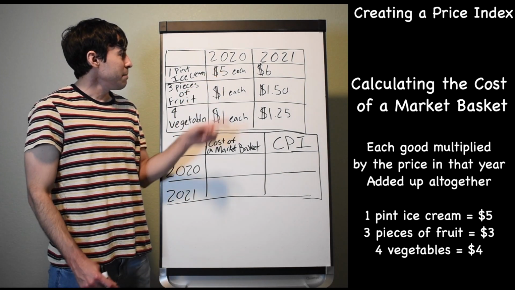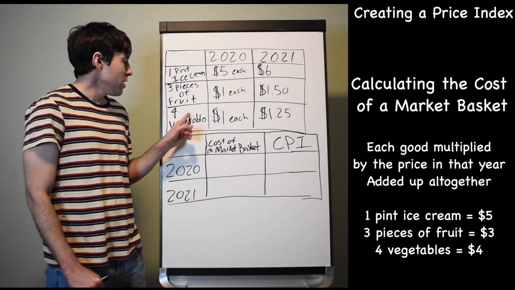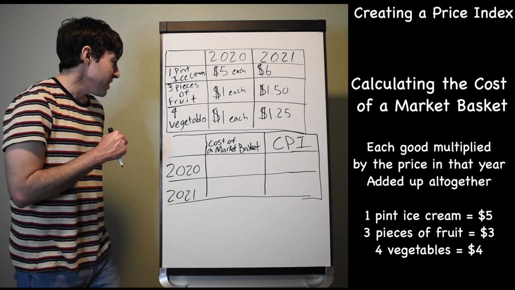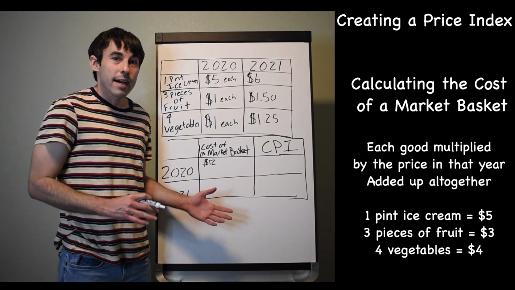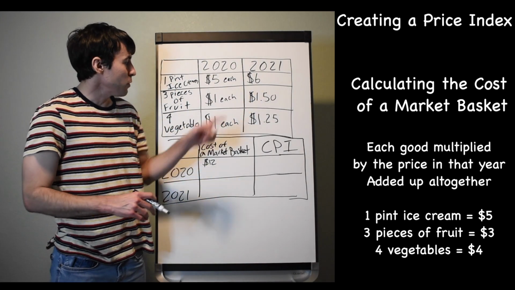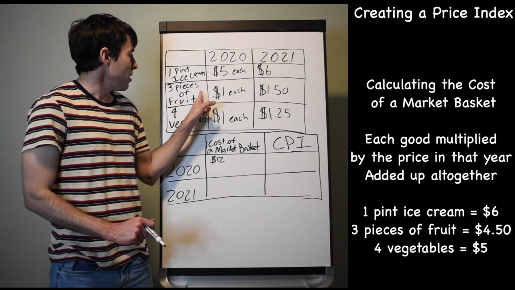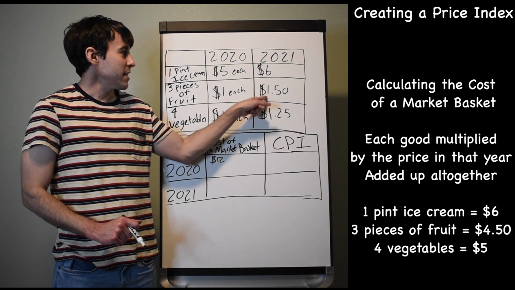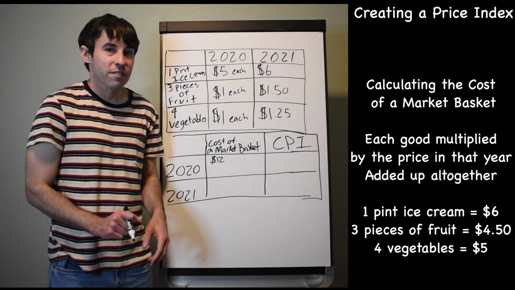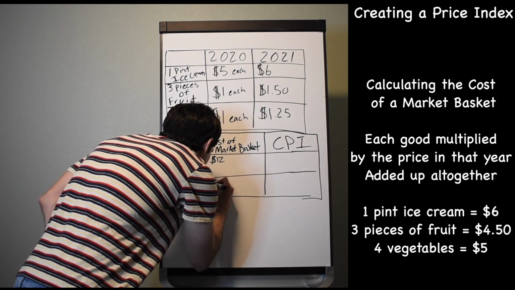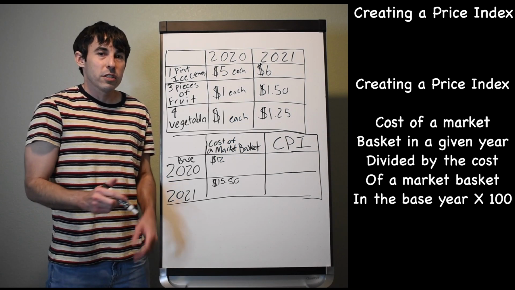So in 2020, 1 ice cream pint cost $5, plus the 3 pieces of fruit at $1 each. That's $3. That's $8 so far, plus the 4 vegetables at $1 each. That is $12. So a market basket costs $12 in 2020. Now we'll buy the same exact stuff in 2021 and get the cost of a market basket for that year. First, we buy the 1 ice cream pint for $6 plus 3 pieces of fruit at $1.50. That's 6 plus $4.50. That's $10.50 plus 4 vegetables at $1.25. That's $5, and that comes out to $15.50.